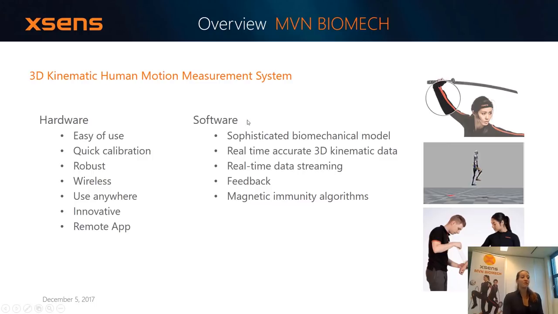Next to that, we have the software, which includes a sophisticated biomechanical model for scaling the body dimensions of your subject. There's real-time 3D kinematic data provided. This data can even be streamed in real-time to third-party platforms. In the software, you will get feedback on how your system is doing. If there's a problem or something, the software will actually tell you. And especially since the new implementation of the software, we have magnetic immunity algorithms. I will tell you a little bit more on that in the next few slides.